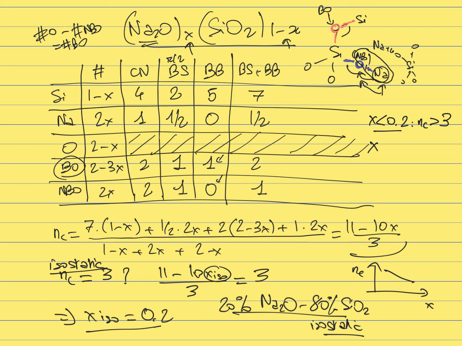And if x is larger, and typically much larger than 0.2, then you would have a number of constraints that is much lower than 3. And now that's going to give you a very flexible glass. And these types of glass that would be very flexible would have a low glass forming ability.